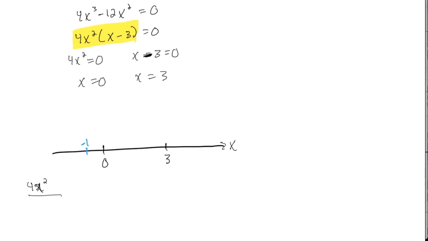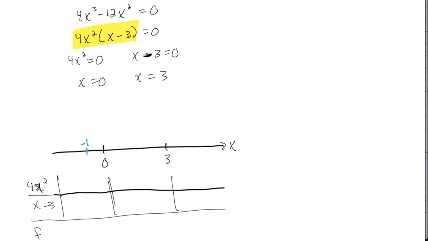And then I'm going to write x minus 3 as the other factor. So I'm just going to kind of scribble this below. And I'm going to plug negative 1 into each of those factors. And after I plug negative 1 into each of those factors, I'm going to determine what's the sign of the derivative. All right, so go with me for a second here.